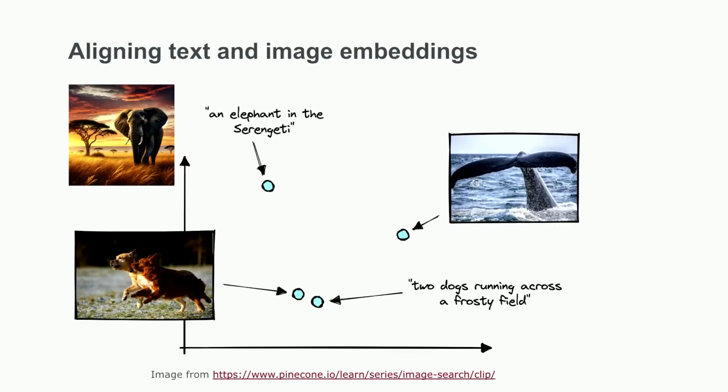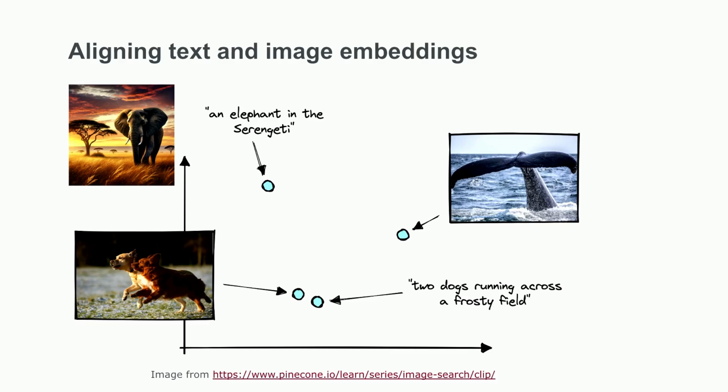CLIP then aligns text and image embeddings. What does this mean? We're going to have semantically similar images and text being close to each other in the embedding space. So if we have a text that is "two dogs running across a frosty field", the vector that we have created to represent this text is going to be close to the image embedding that we have for the image that describes this. This is what CLIP achieves.